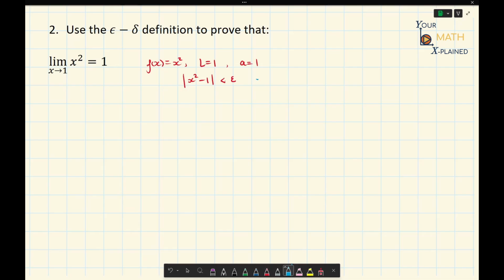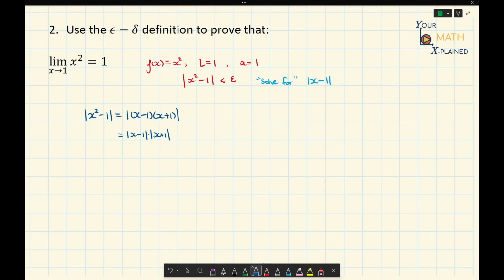And then we want to solve for the absolute value of x minus 1. And that is going to allow us to construct a delta that will satisfy the epsilon-delta definition. Okay, so let's take a look at the absolute value of x squared minus 1. So we know that this is equal to x minus 1 times x plus 1. And here we're able to split this up into two absolute values. So this is the absolute value of x minus 1 times the absolute value of x plus 1.